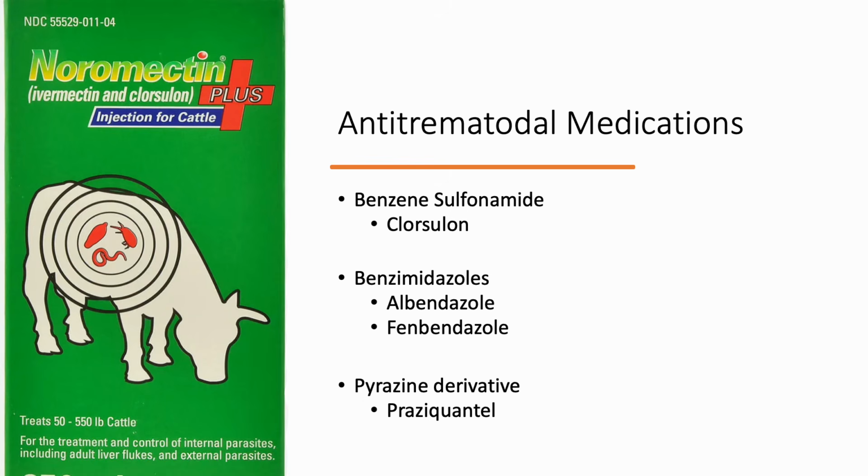Okay, antitrematode medications. The first one is called clorsulon, and this is in the family of the benzene sulfonamides. So it's a treatment for trematodes. I would specifically think of that one. I mentioned it for the Fasciola hepatica. We can also use our benzimidazoles. We've mentioned these before, so this includes albendazole and fenbendazole. And interestingly enough, our praziquantel has some anti-trematode effects. So I talked about using praziquantel as a dewormer for a lot of our cestodes, but it also can be used to treat some trematodes.